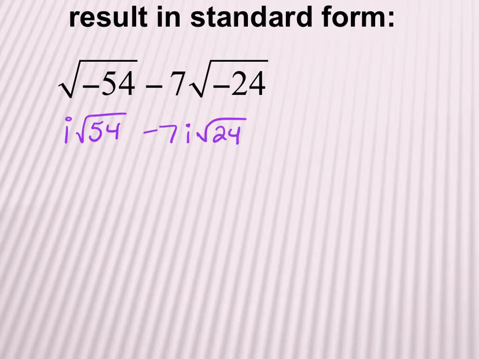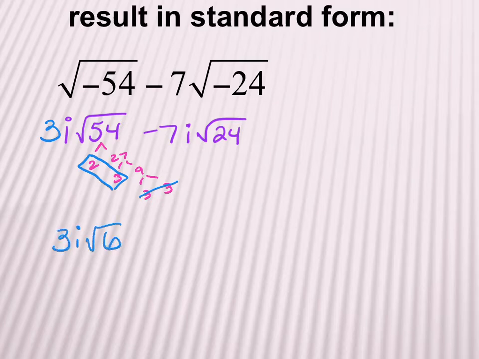We're going to break these down into a product of their primes. So 54 is 2 and 27, 3 and 9, 3 and 3. And for each pair of 3s, 1 goes to the outside. So this is going to come to the outside. The 2 and the 3 don't have a match, so they stay underneath and get multiplied out, and I get 3i root 6. And again, that could also be written as 3 root 6i, as long as the i is not under the root.